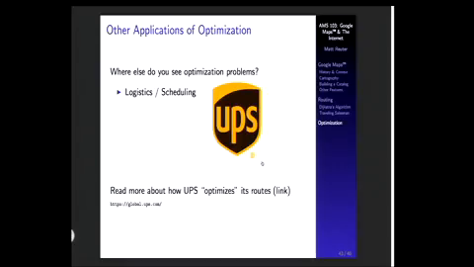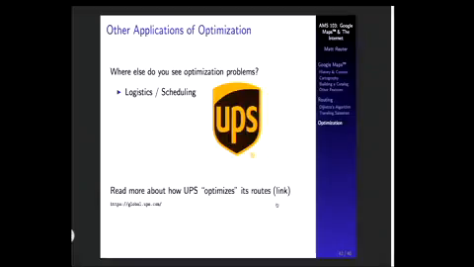Okay. So logistics and scheduling. How many of you have received a package from UPS or FedEx or the Postal Service? Okay. Why do they care about optimization problems? Because they want to get the package to you the fastest. No, that's giving them way too much altruism.